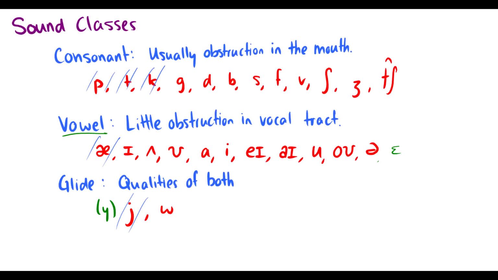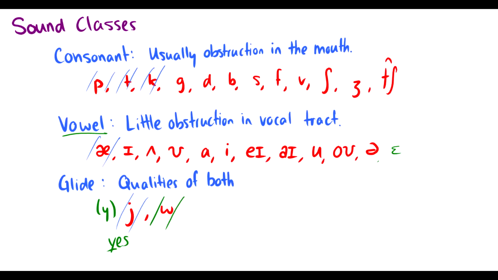The last thing that's exciting is we have glides. And glides are a mixture of a consonant and a vowel, and these are letters like Y and W. So I know you hear sometimes Y, so this we write with a J. It's a palatal sound, Y, it's a J. I'm not sure why, it's just convention. So the sound in yes, that's the Y sound, that's always going to be Y.